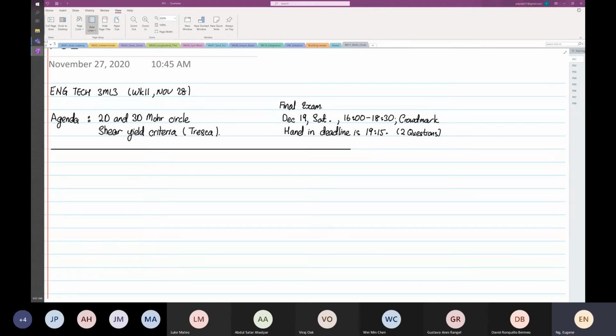Okay, so I'm going to talk about Mohr circle today, both 2D and 3D, and then we're going to go for shear yield criteria, which is also known as Tresca criteria in 3D. So let's look at Mohr circle first.